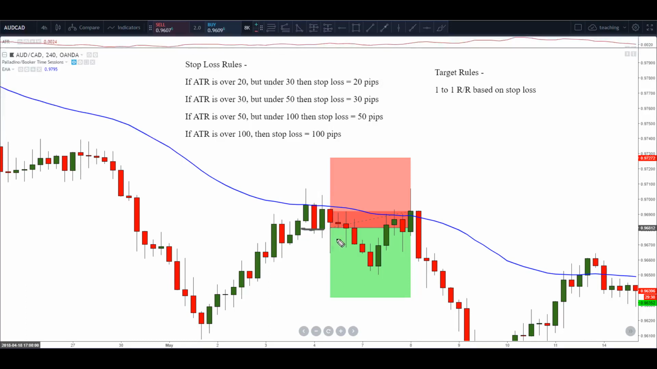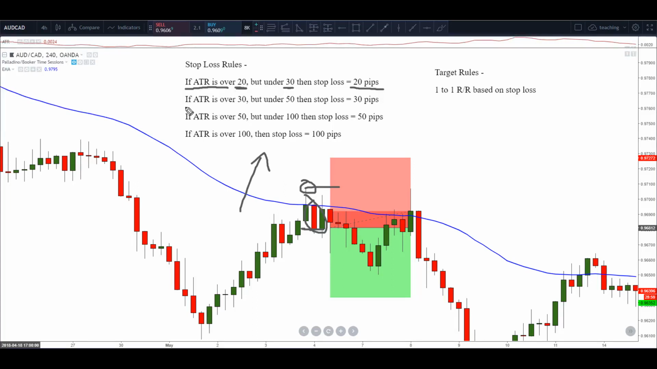Now how do we place our stop loss? Well, let's take a look at our rules right up here. For our stop loss rules, if the ATR of the entry candle is over 20 but under 30, then our stop loss is going to be 20 pips above this swing high. What does that mean? That means if the ATR is between 20 and 30, if it's 20, 21, 22, and so on, all the way up to 29, we're using a 20 pip stop loss. So anything between 20 and 30 is going to be a 20 pip above the swing high stop loss.